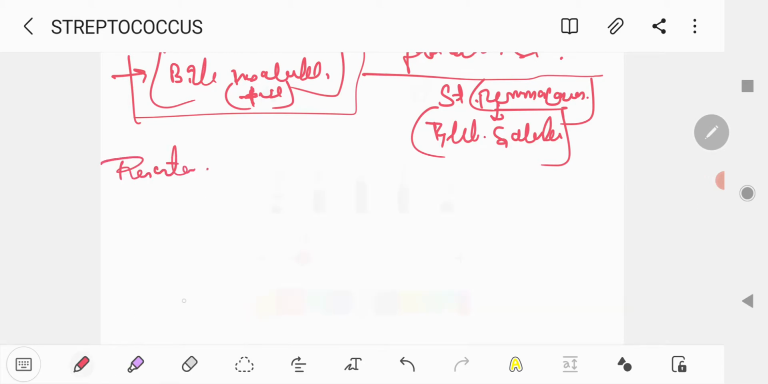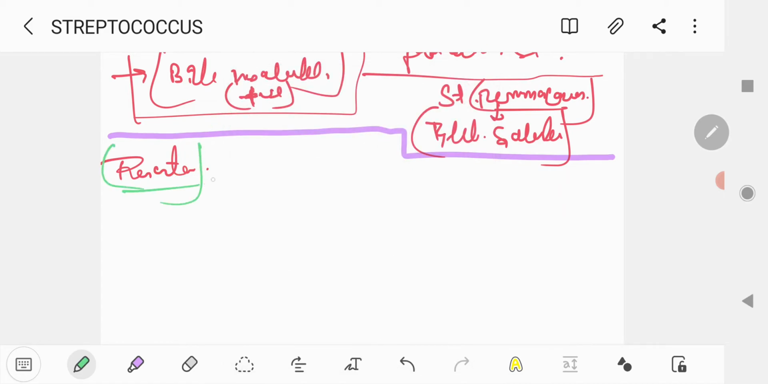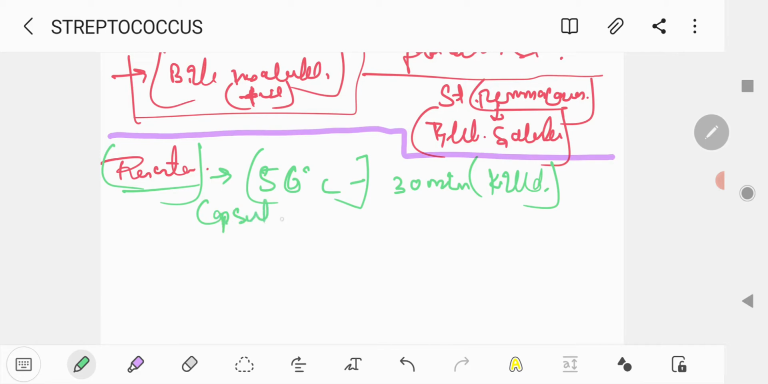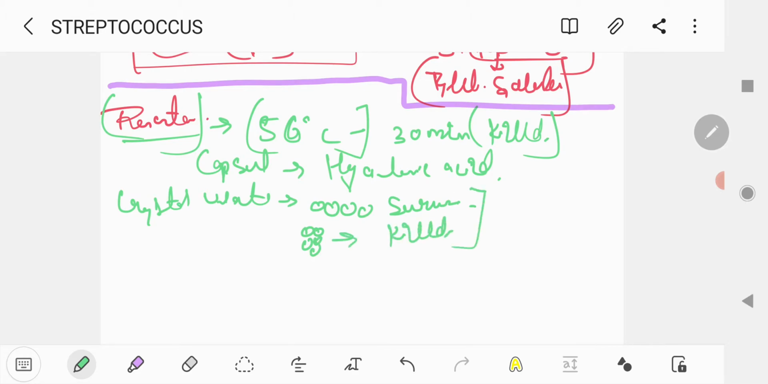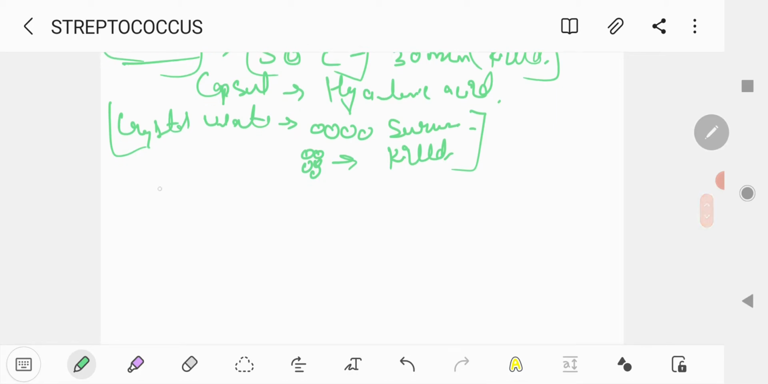Resistance, the next point. In resistance you can see that this organism, pyogenes, tolerates up to 56 degrees Celsius for 30 minutes. After that it is killed. Its capsule contains hyaluronic acid, which protects it from severe temperature, and it also resists crystal violet. That's why streptococci can survive in it, while staphylococci, which are grape-like, are killed by crystal violet. And it also contains cell wall protein related to myocardium.